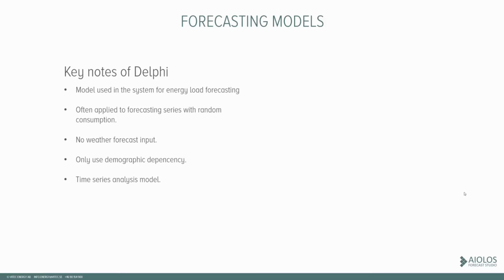Let's move on to the Delphi model. This is also used for energy load forecasting, and in difference to Aiolos and Celia, this is for series that have quite low weather dependency and often a very random consumption. This only uses the demographic dependency, meaning the social pattern for this specific series. So you can say that it's a time series analysis that we make for Delphi, maybe for the harder to forecast series that you have.